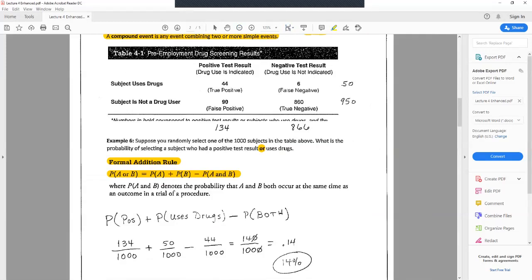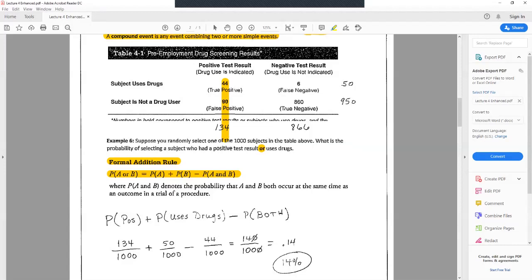So go back to the question. What is the probability of selecting a subject who had a positive test result or uses drugs? Well, let's take care of the first part, the probability of A, or the probability of having a positive test. Well, how many people had a positive test? Well, the positive test results are in this column here. And the probability of testing positive, well, how many tested positive? Well, we had 134 people out of 1,000 who tested positive.